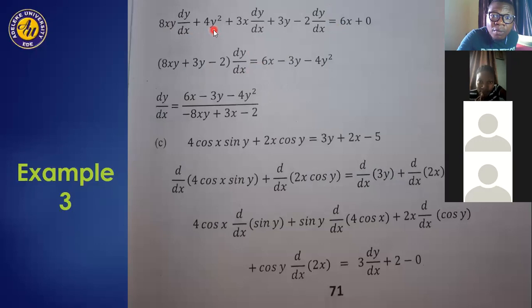Now bring 4y squared to the other side. It gives you -4y squared. Then bring 3y to the other side. It gives you minus what? -3y. So divide through by this, so you have dy/dx equal to this final expression.